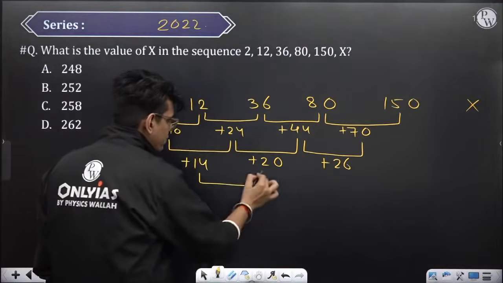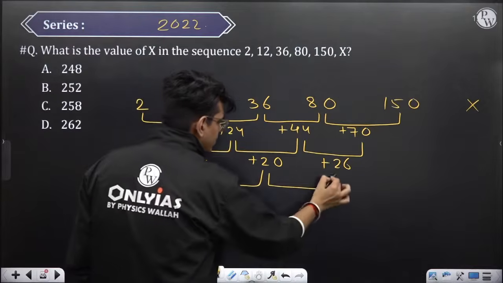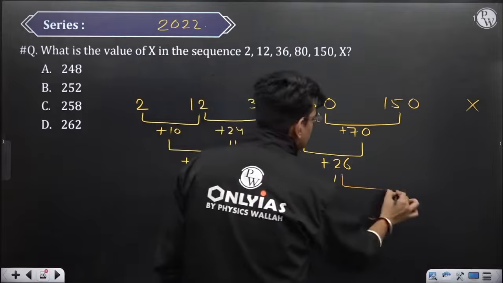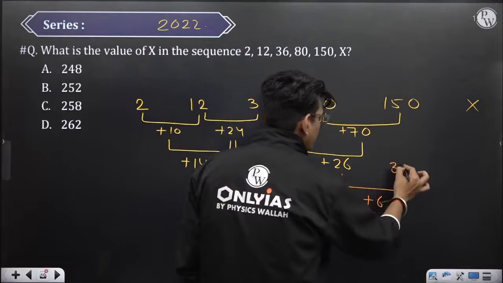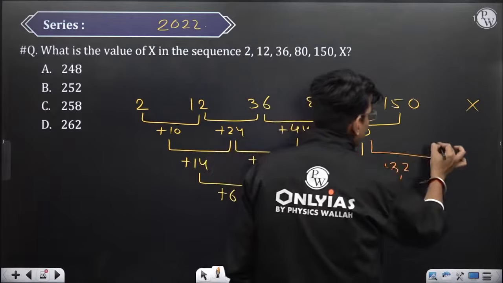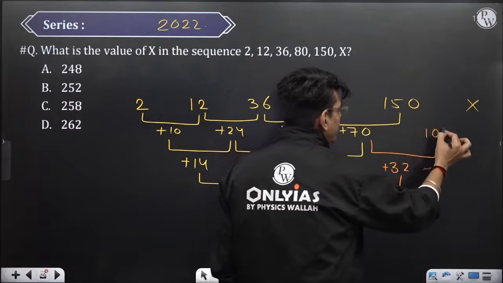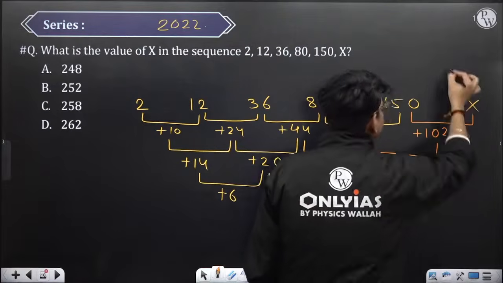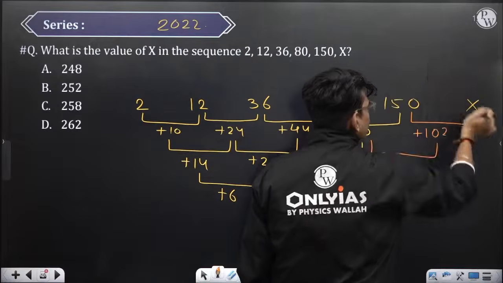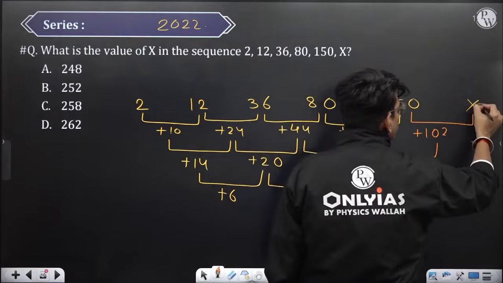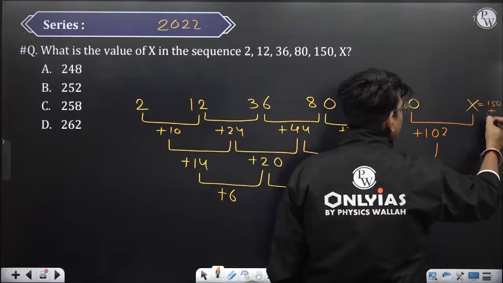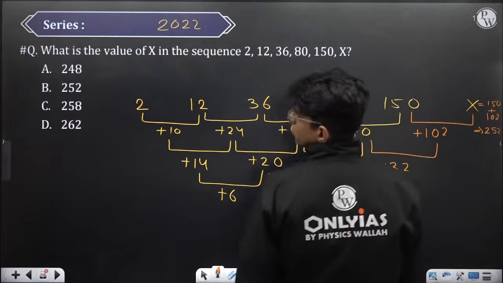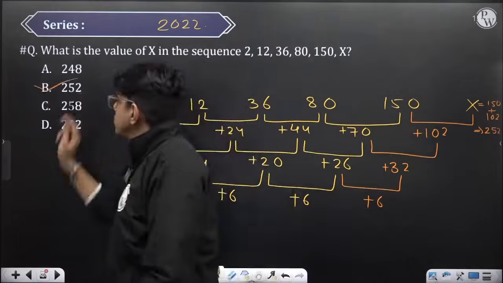The difference here is plus 6. The difference here is plus 6. So the difference from here to the next term will be plus 6, which is 32. The difference from here to here will be 32 more, which is 102. So x is nothing but 150 plus 102. This is 252. Is there any option 252? Right? Option B. So this is one method.